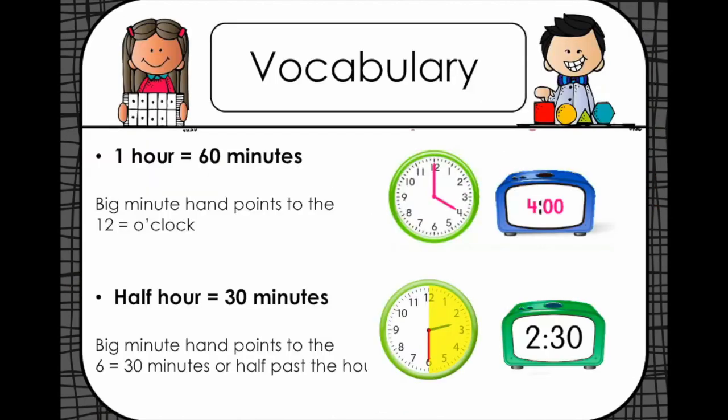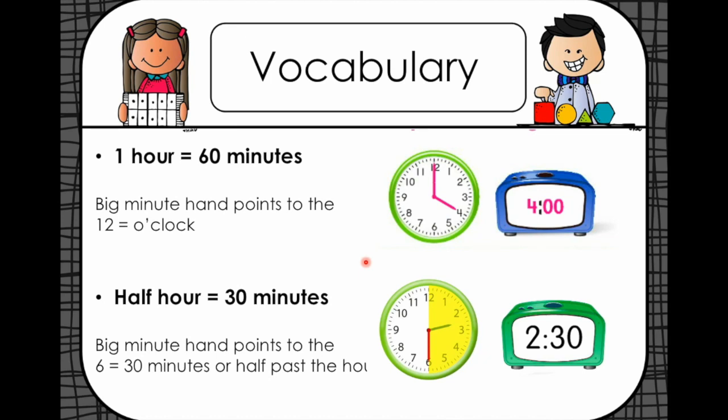Let's review some of the vocabulary that we talked about in our video today. We already know from earlier lessons that 1 hour is 60 minutes. That means the big hand points to the 12 on an analog clock, and we say that that is o'clock. Looking at this example, the hour hand is pointing to the 4 and the minute hand is pointing to the 12, so the time is 4 o'clock.